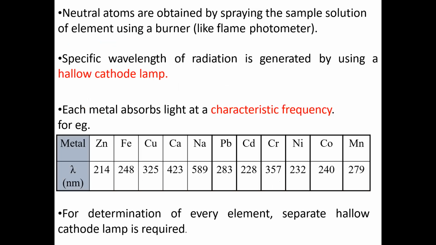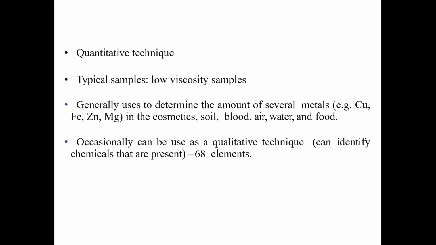The neutral atoms are obtained by atomizing the sample solution of the element using a burner-like flame. The specific wavelength of radiation is generated by using a hollow cathode lamp. Each metal absorbs light at a characteristic wavelength. For example, zinc at 214 nanometers, and so on, cadmium and others. So for determination of every element, a separate hollow cathode lamp is required.